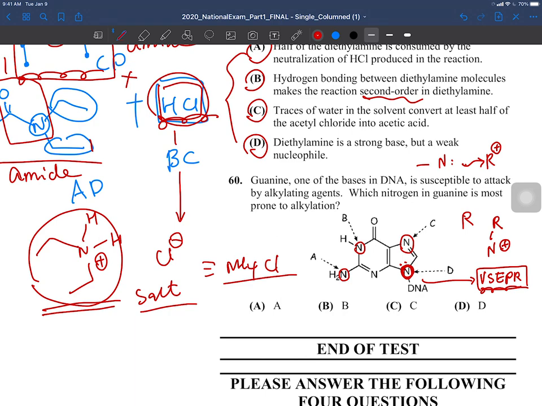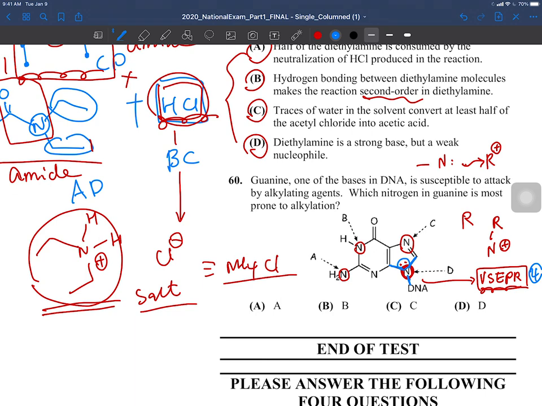There are three bonding pairs, right? And one lone pair. So there are four in total, right? So if it's four, the electron domain configuration or geometry is tetrahedral. Does this make sense to you? But when we analyze the geometry of the molecule, we do not consider the lone pair. So the molecular geometry is called trigonal pyramidal, right?